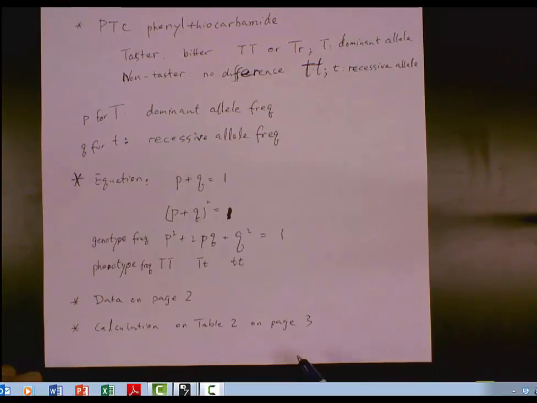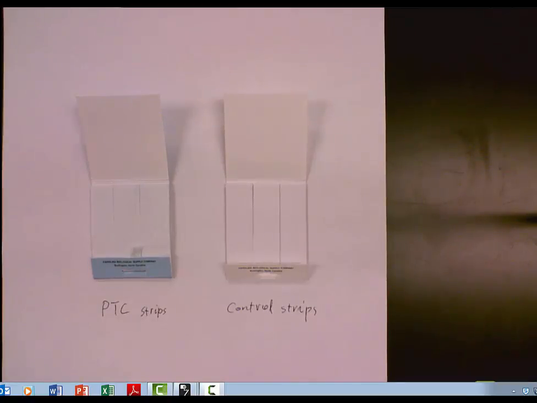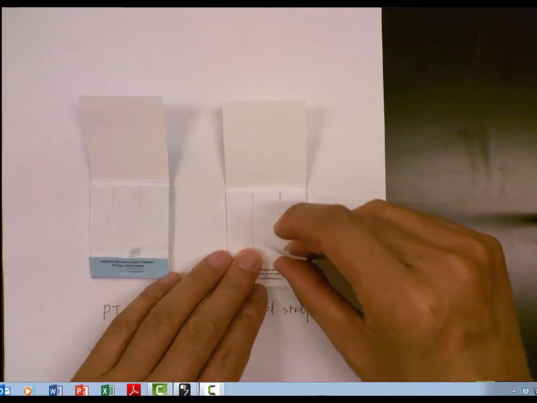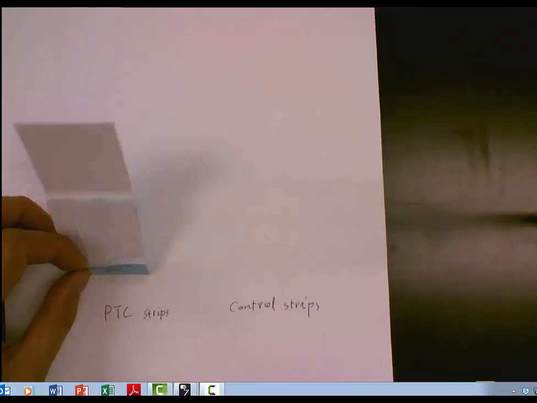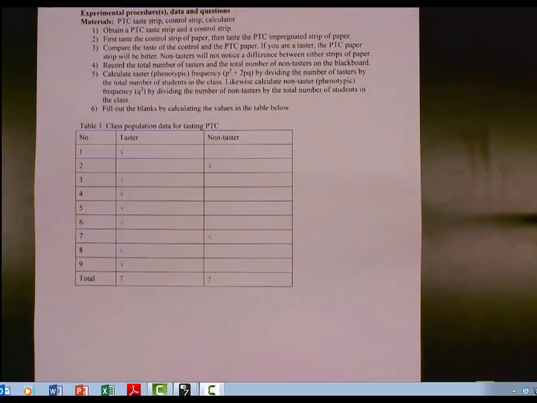First, we will collect the data on page 2. To collect the data, we need two types of strip: one is the PTC strip, another is the control strip. As shown here, I take one piece of test paper and taste it; there's nothing. I take another one, and there's no difference for me, indicating that I'm a non-taster with the little t little t genotype. Then I distribute those test papers to other students.